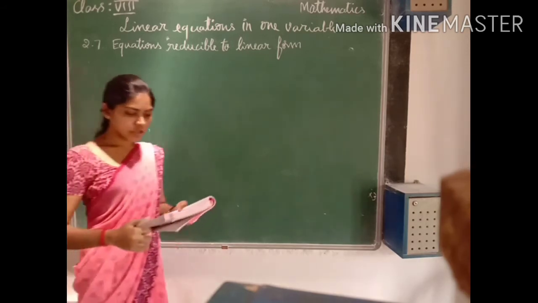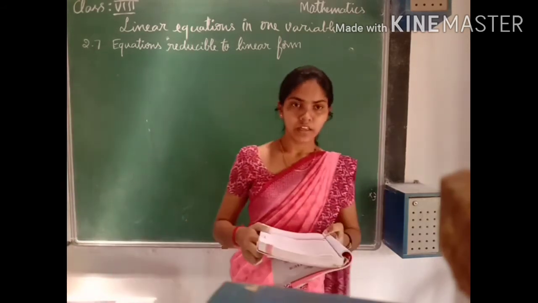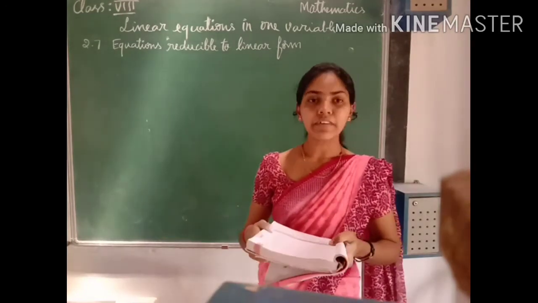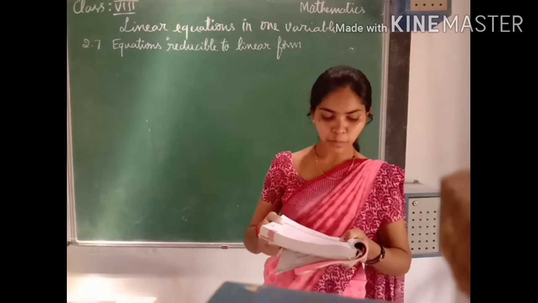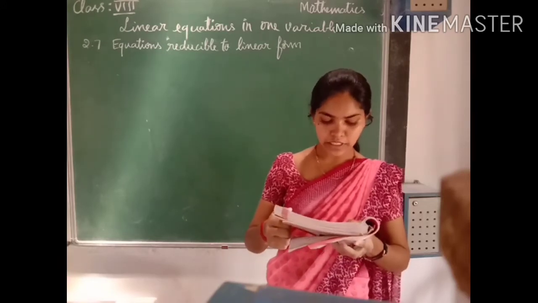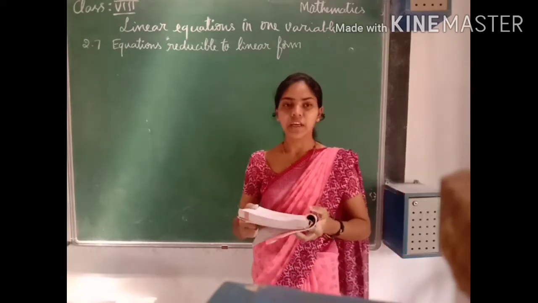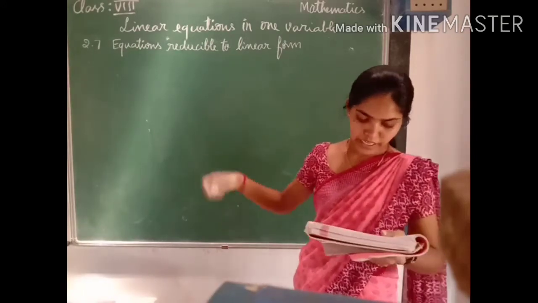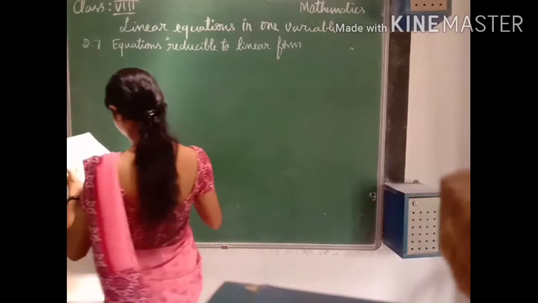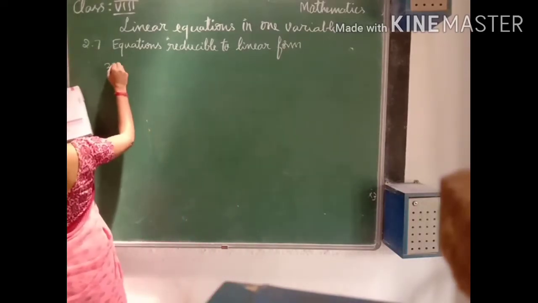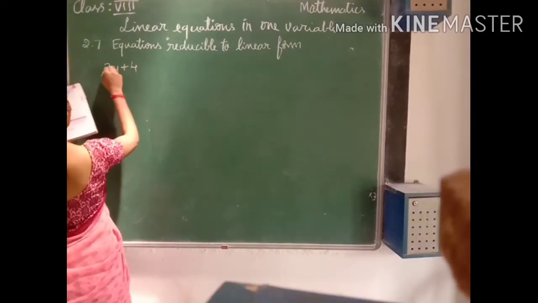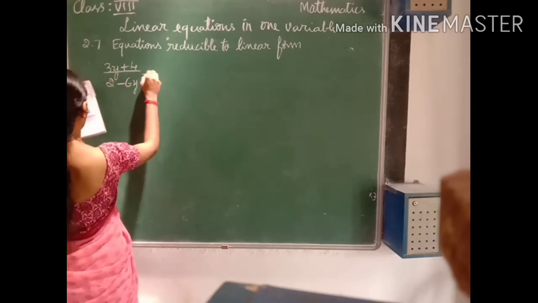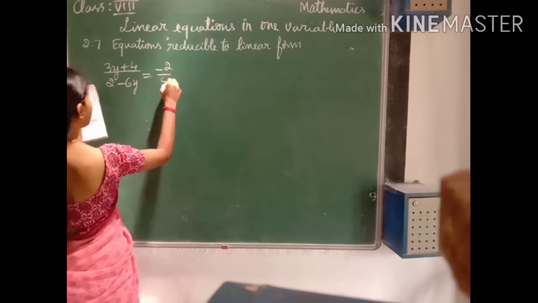Okay, now I am going to solve another concept. Now we are going to the next concept: 2.7 equations reducible to linear form. Sometimes the equations are not in a linear form. For example, 3y plus 4 divided by 2 minus 6y is equal to minus 2 by 5.